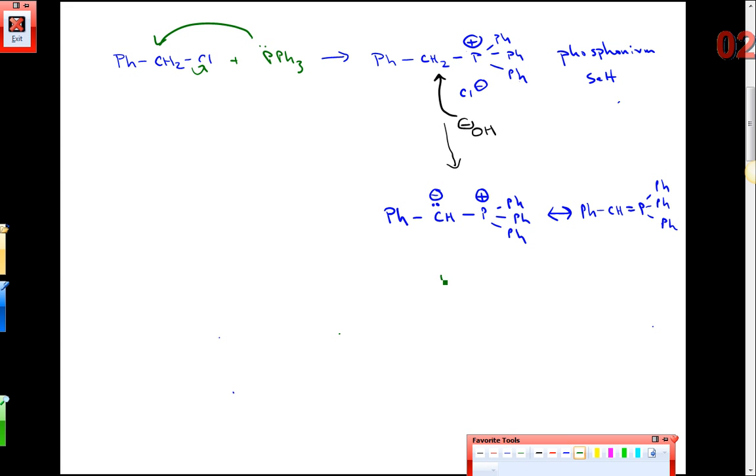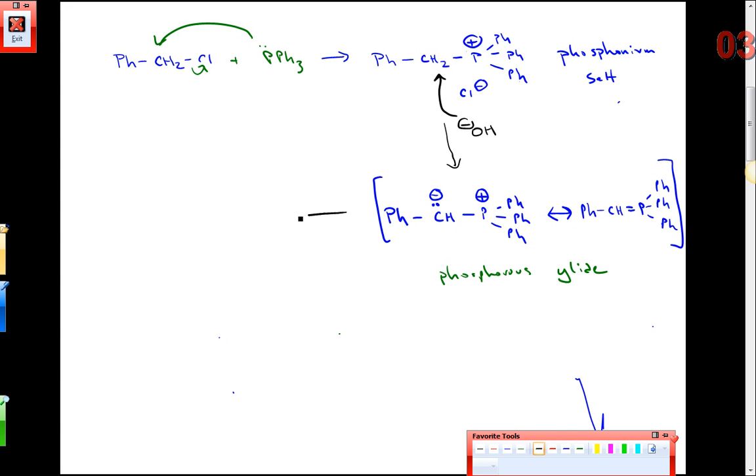We refer to this species as a phosphorus ylide, Y-L-I-D-E. An ylide is a compound with a positive and negative charge adjacent to each other, and we can draw the resonance structure where it's neutral. However, since carbon is much more electronegative than phosphorus, we do have more of the negative charge on the phosphorus. In the last step, we react this with our aldehyde.